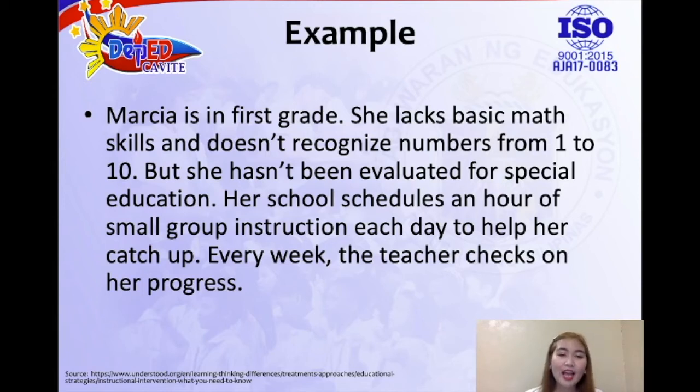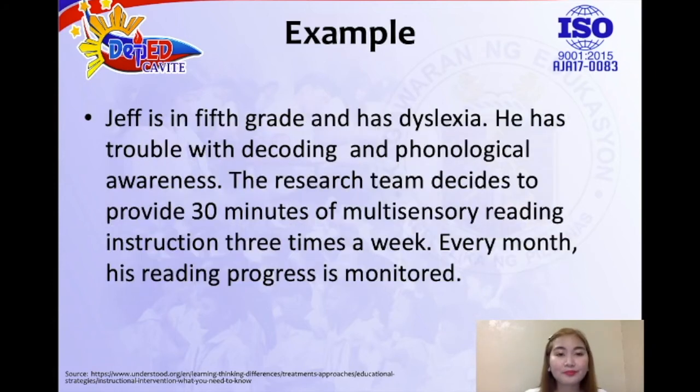Okay, you're right. The intervention here is the small group instruction, and it's specific that Marcia is given an hour of instruction each day. Okay, and how do they check the progress, or how often do they check the progress? It's every week. Okay. Now let's move on to the second example.